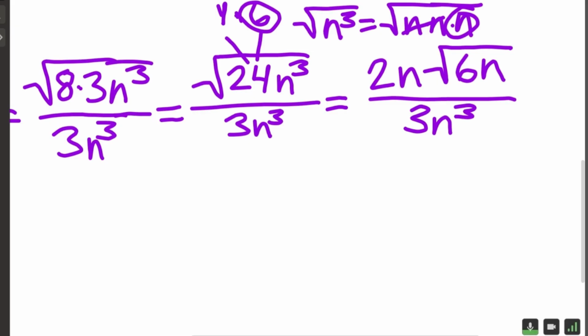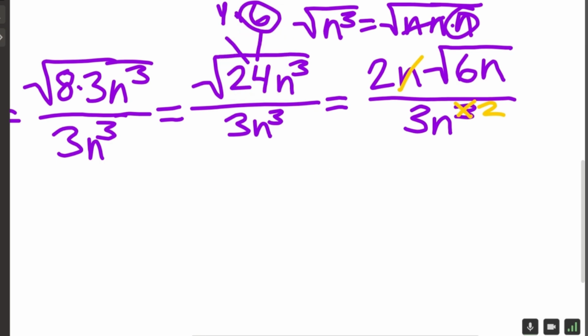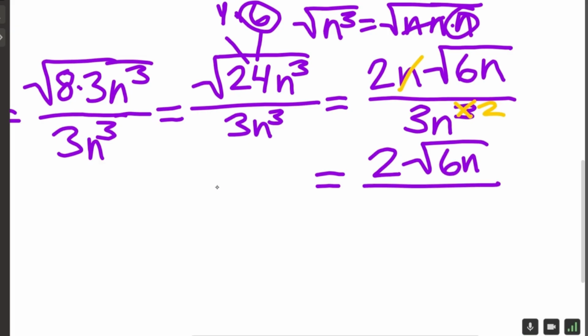Can we simplify any further? Yeah, we actually can. Where do you see that? I see it here. I see an n here, n to the first, and I see there's at least one n here, right? There's actually 3. That goes down to 2. So my final value is 2 square root 6n on the top over 3n squared.